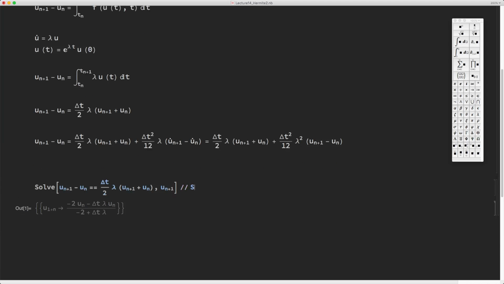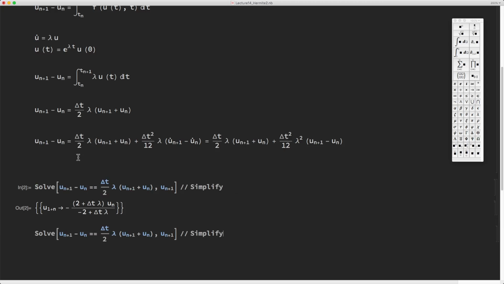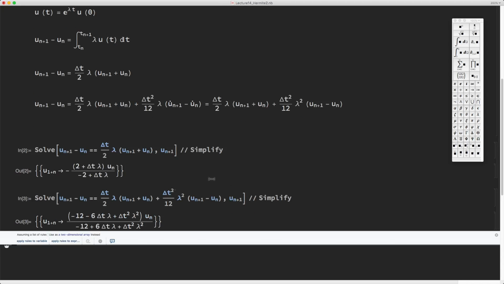We can simplify it. So we can pull un outside. And now we can do a similar thing for this equation. So let's try this. We just have to add this correction term here. And then just solve this equation for the future time step un plus 1, which is the unknown. And we get this expression.